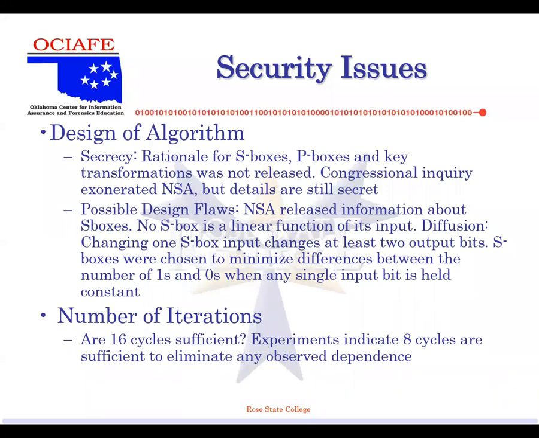Okay. Do we really need 16 cycles? Experiments show that 8 cycles was totally sufficient. It's like shuffling cards. How many times do you need to shuffle cards? Once? Is that enough? Depends on how you shuffle it. If you're a good shuffler, is 1 time good? Or 2 times? Or 3 times? So at what point is it shuffled enough? So they're saying 8's fine.